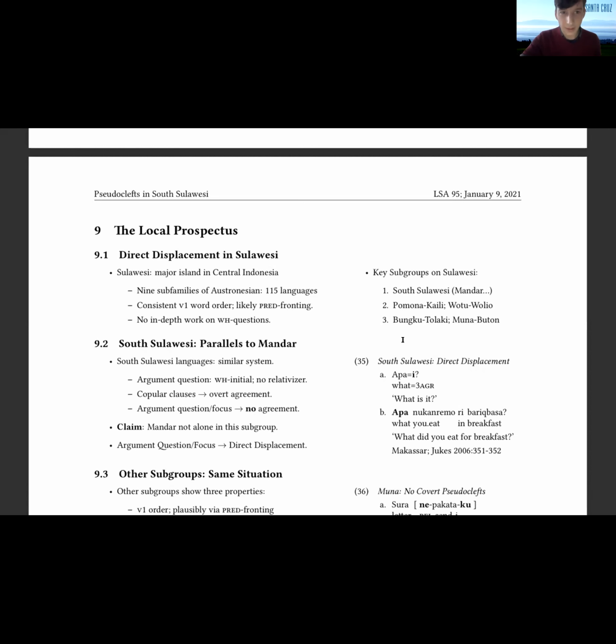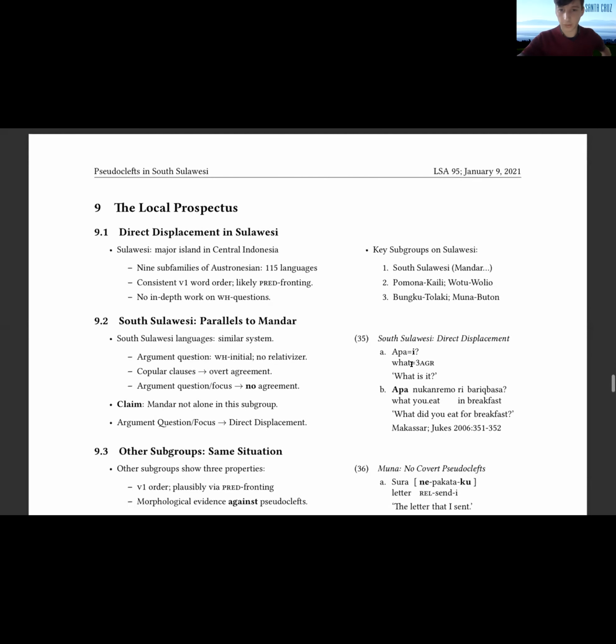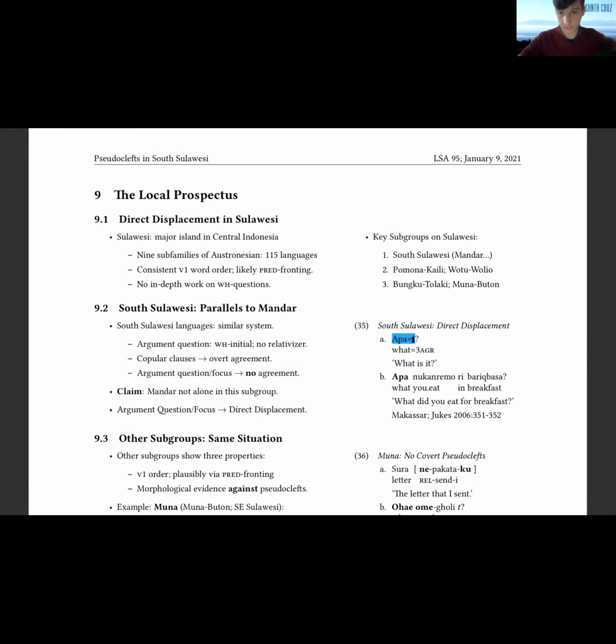In particular, many languages in Sulawesi probably resemble Mandar in showing direct displacement of WH words. The other languages in Mandar's subfamily, the South Sulawesi languages, likely also all show direct displacement in argument WH questions, as foreshadowed in Finer 97, contrasting A-bar dependencies in Selayarese. So in other South Sulawesi languages, just to be very quick, copular constructions show agreement. This is a sentence in Makassarese. But if you ask any kind of argument WH question, there is no agreement. So, what did you eat for breakfast? No agreement. This is just a repeated argument from Mandar that argument questions in other South Sulawesi languages are not actually pseudoclefts, like they are in, for instance, Indonesian, and they involve direct displacement of a WH word.